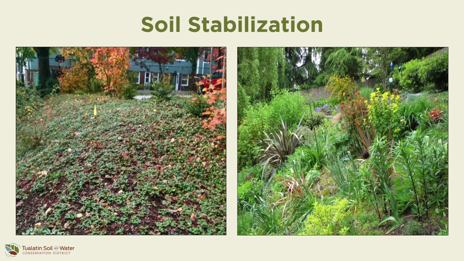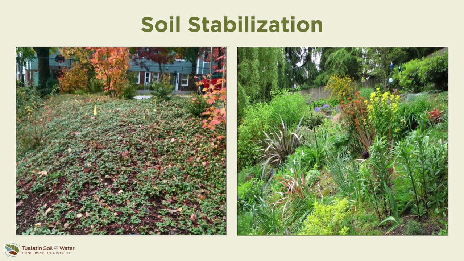Now, soil stabilization is also really important when dealing with slopes. So as you're looking at these two images here, the image on the left shows a slope that's been stabilized by strawberry plants. This is not ideal, but it's better than just having a landscape or a slope with grass. Grass roots are very shallow, so they don't hold onto that soil very well, and it can quickly run off.